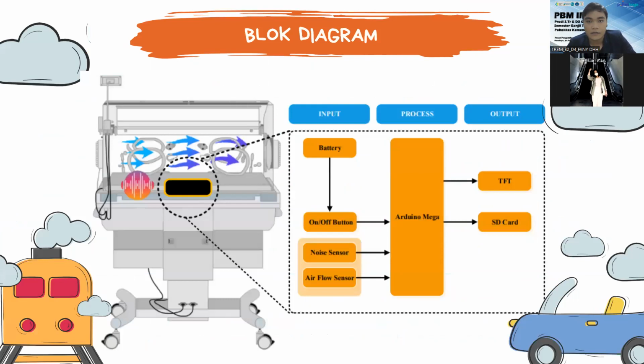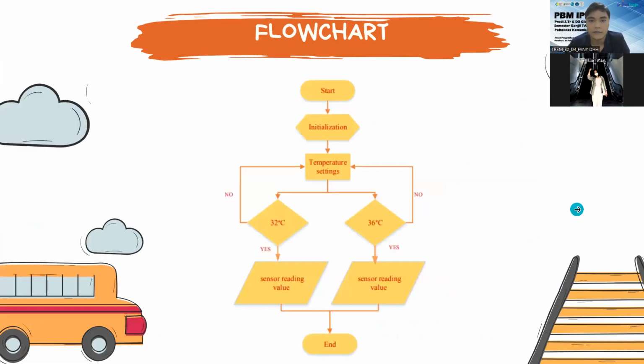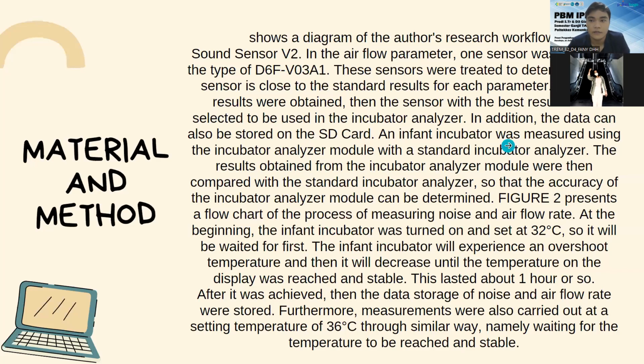Okay, this is a block diagram. You can see it in my presentation also. Okay, this is the input, process, and this is the output. Okay, next this is the flow chart. And then next, okay, this is the material and method.